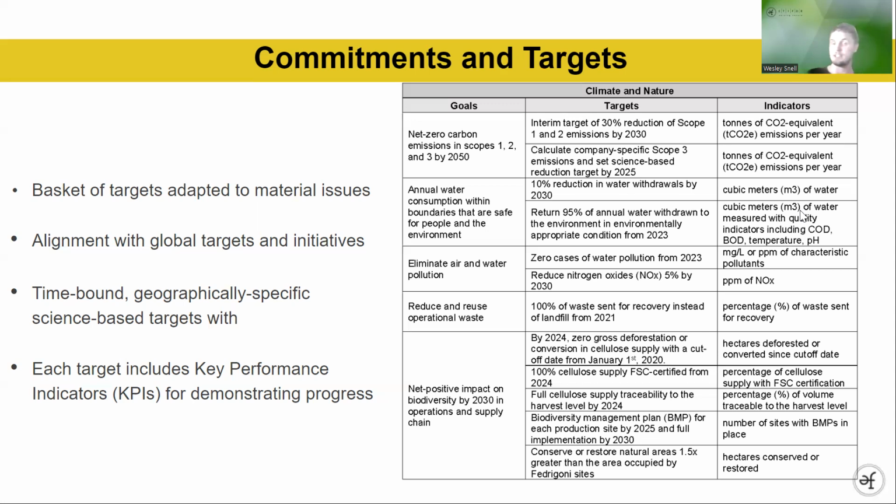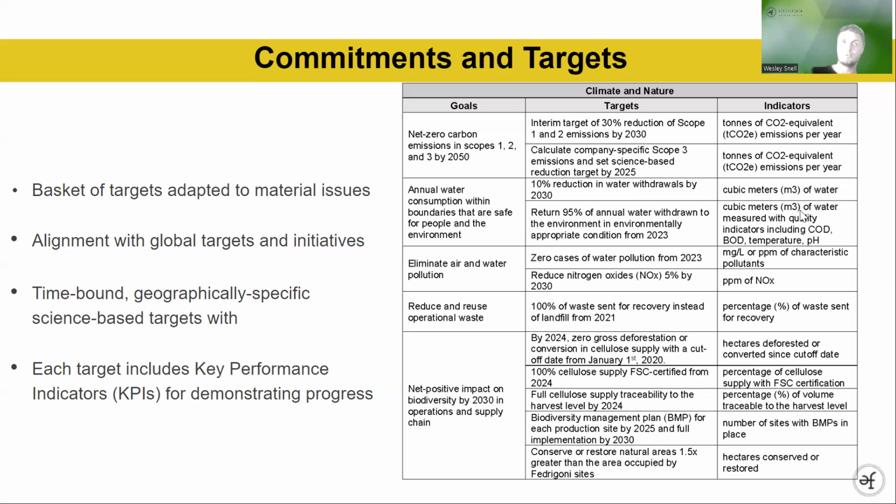So that's one: it's typically not going to be as easy as saying we have one goal or one commitment. It's a bundle that is adapted to your material issues. These are aligned with global targets and initiatives like the Global Biodiversity Framework. Each of these goals has time-bound, geographically specific, and science-based targets that are in line with these global initiatives. And each target includes a key performance indicator, or KPI, for demonstrating progress.